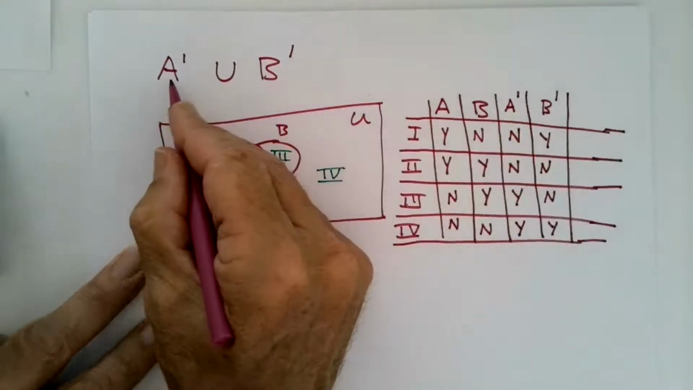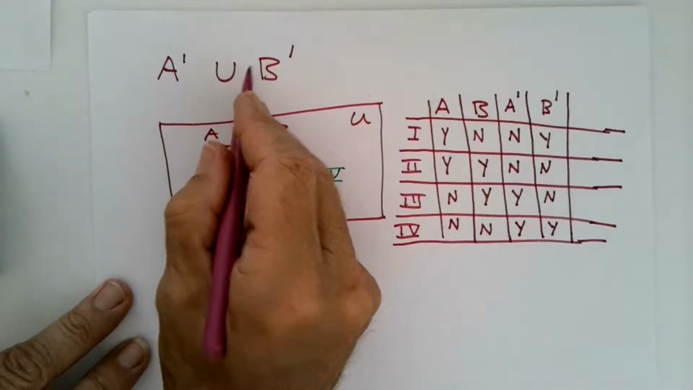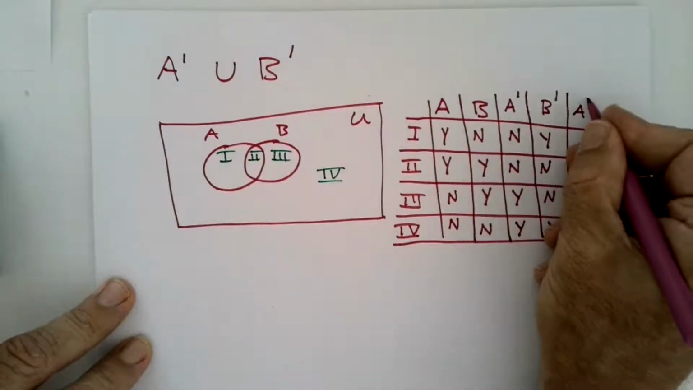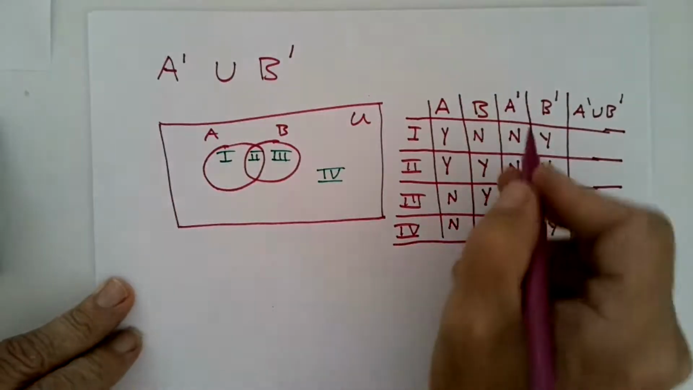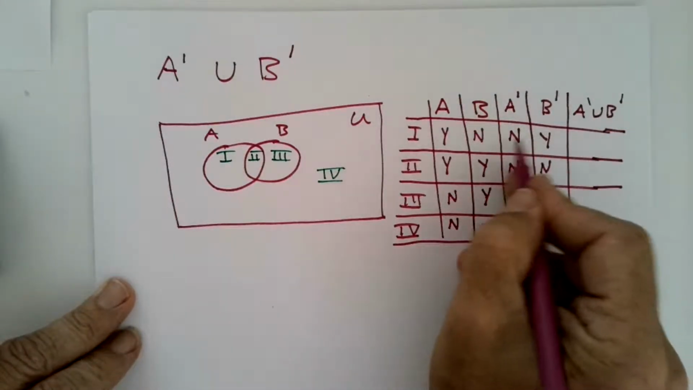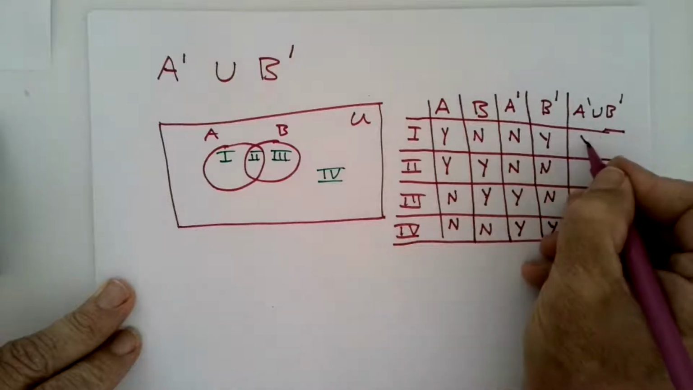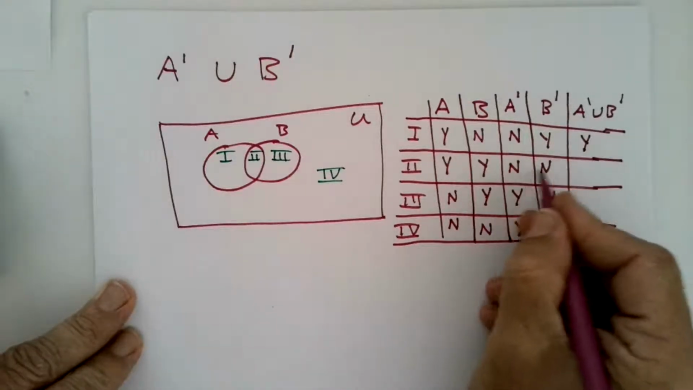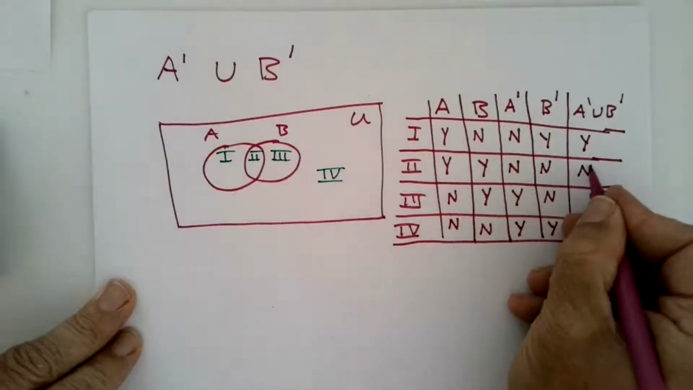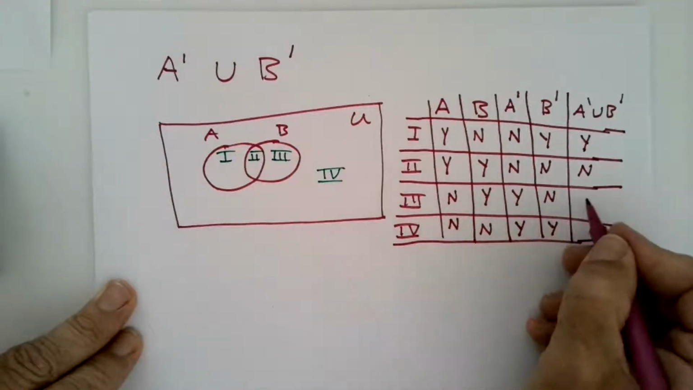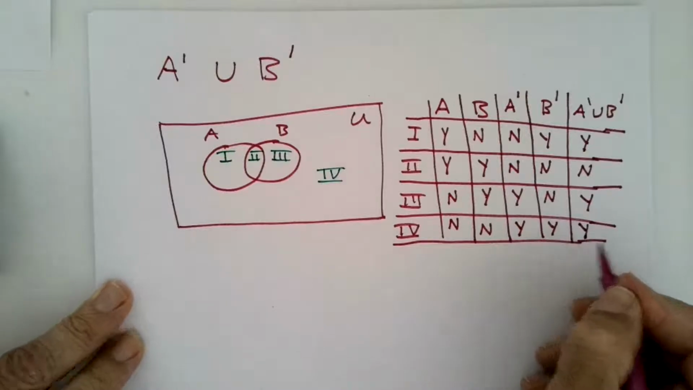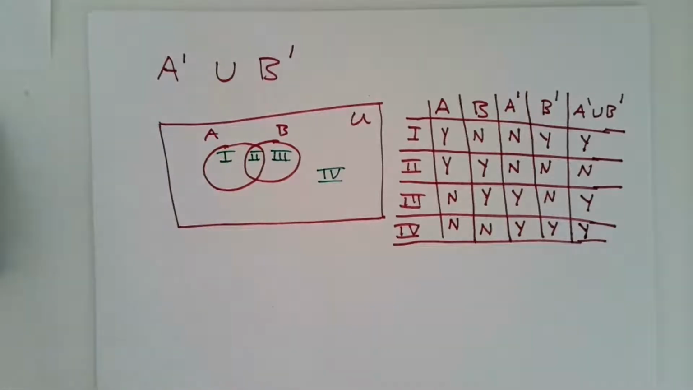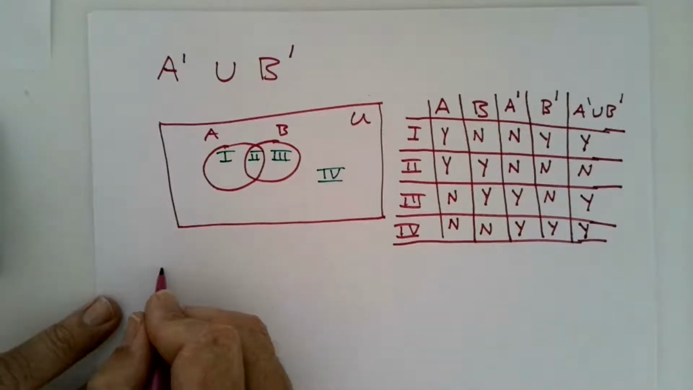is I want A complement or B complement. A complement or, union means or. It's true in one or the other or both. Is this true in one or the other or both? Yes, it's true in that one. That makes it yes. Is this true in one or the other or both? Nope. Is this true in one or the other or both? Yes. Is this true in one or the other or both? Yes.